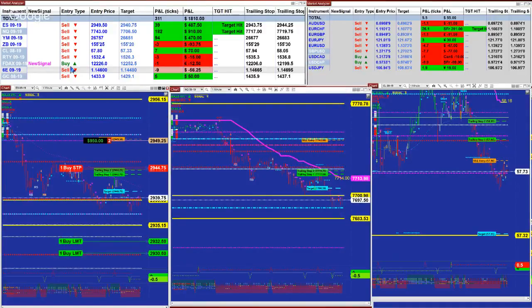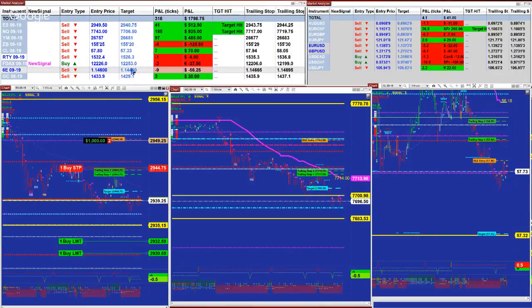New signal on the DAX. If anybody would like to tangle with the DAX, it is 226. 2553 is the target.